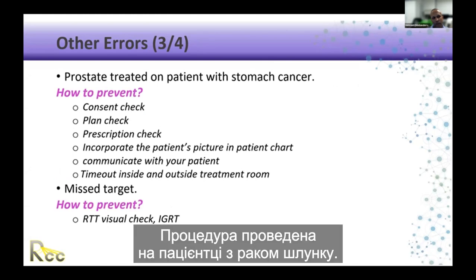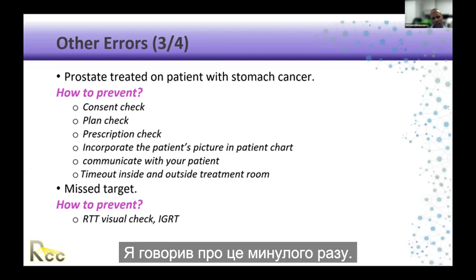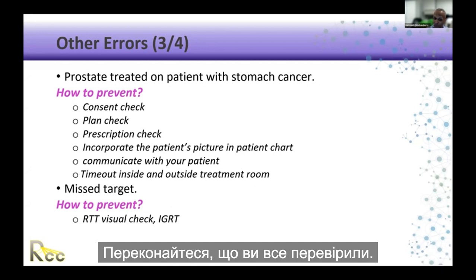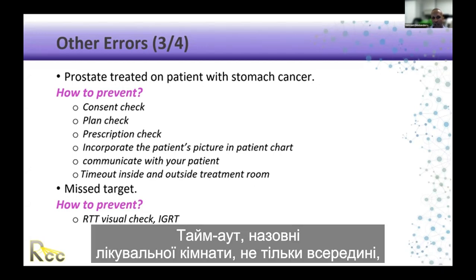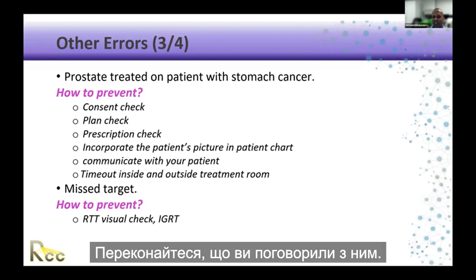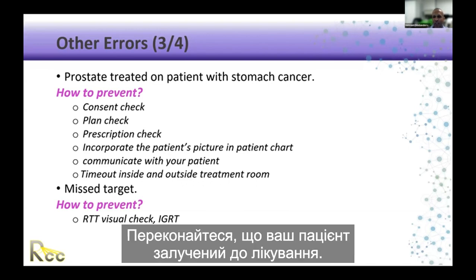Prostate treated on a patient with stomach cancer. Again, check the consent, plan check, and prescription check. I talked about that last time. Make sure you have the patient's picture and that you have verified it. Communicate with your patient. Do a timeout outside of treatment, not only inside: outside treatment, timeout, and inside treatment. Make sure you talk to your patient and get the patient involved in the treatment.